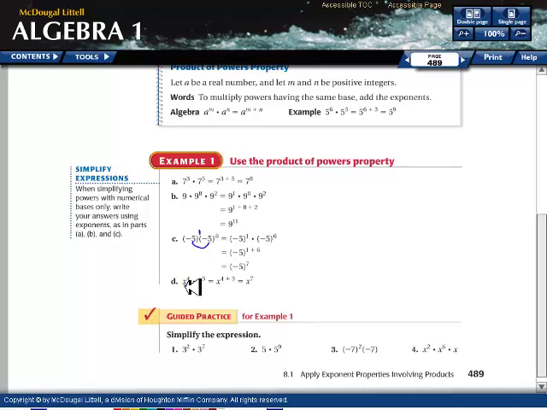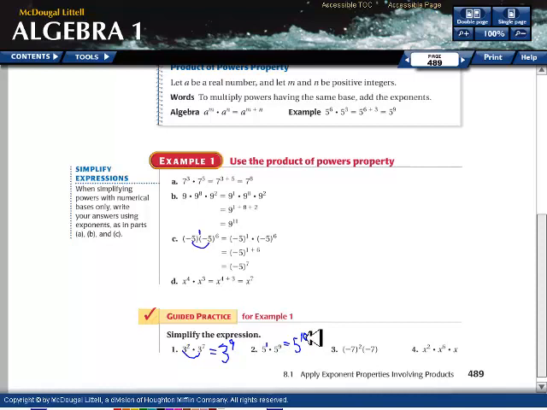So, again, x to the 4th times x cubed is x to the 4 plus 3, so x to the 7th. So looking down here at guided practice, I have 3 squared times 3 to the 7th. So my bases are the same. So my answer, 3 to the 9th. Next one, 5 times 5 to the 9th. I do not see an exponent there, so I assume it's a 1. 5 to the 1st times 5 to the 9th. 5 to the 10th.